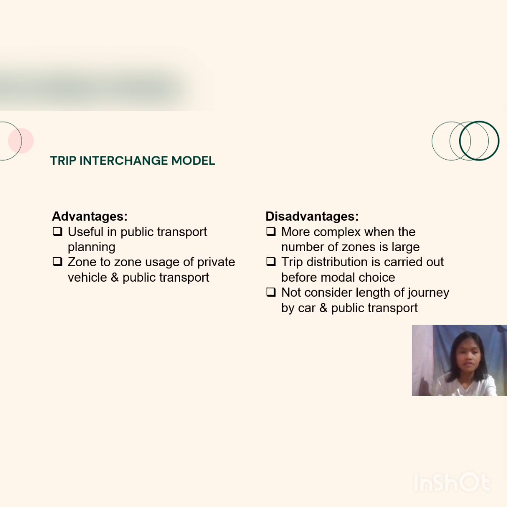Trip interchange model: the advantages and disadvantages. The advantages are that it is useful in public transport planning, covering zone-to-zone usage of private vehicle and public transport. Disadvantages: it is more complex when the number of zones is large. Trip distribution is carried out before modal choice, and it does not consider the length of journey by car and public transport.